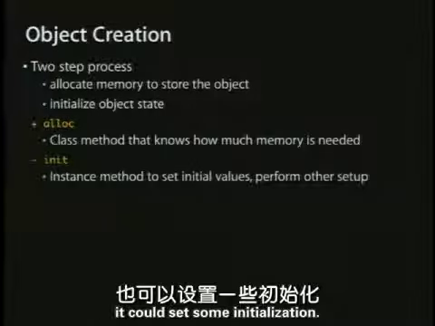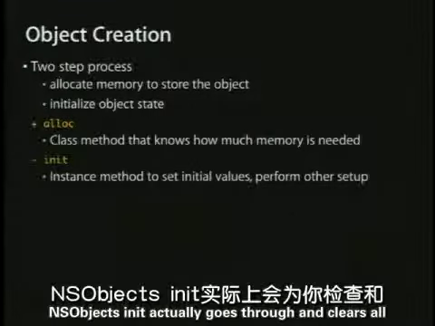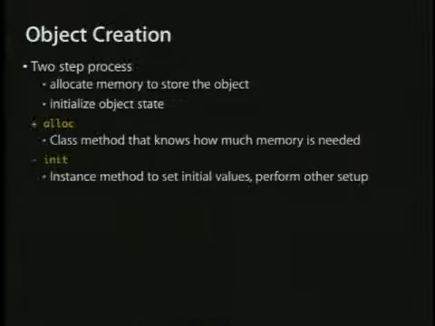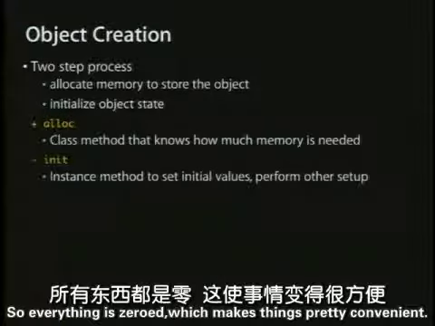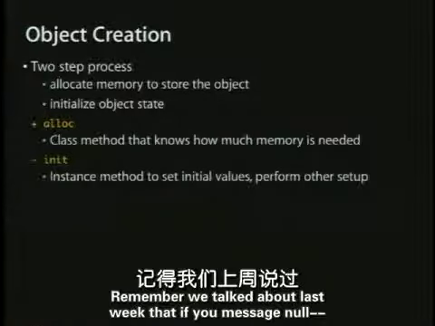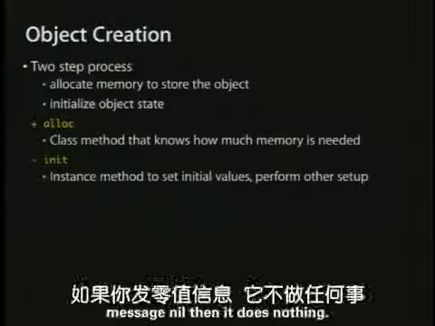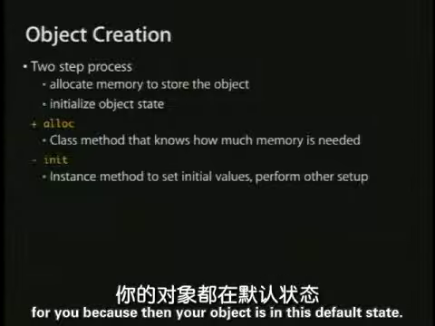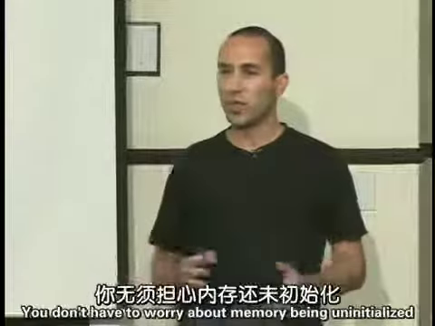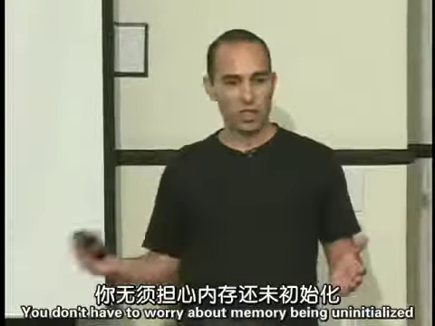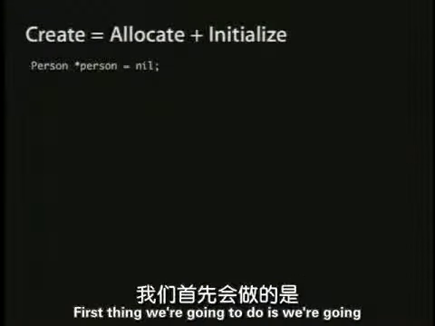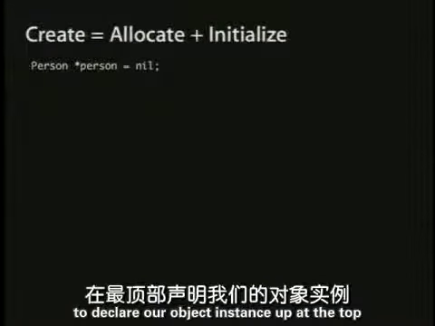So let's take a look at this. Alloc is a class method. So in the case of person, I would call person alloc. And what that does is it creates the block of memory that's big enough to hold the person and all of the memory that is required by NSObject. And then we're going to call init. And init is going to do whatever we tell it to in our implementation of init, which could override some variables, it could set some initialization. NSObject's init actually goes through and clears all of the memory for you. So everything's zeroed, which makes things pretty convenient.